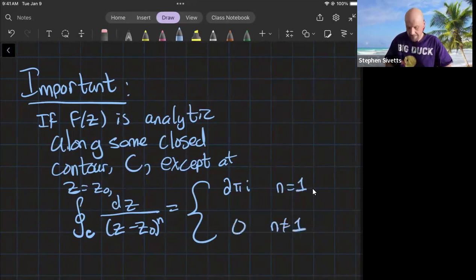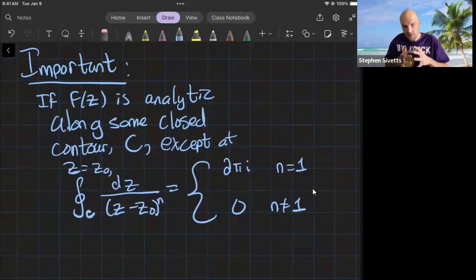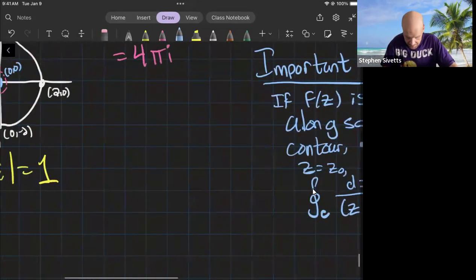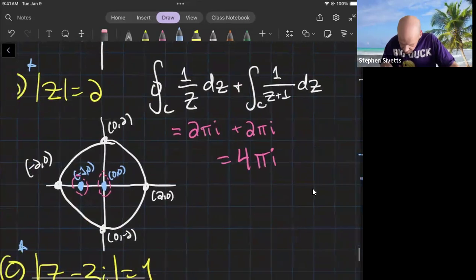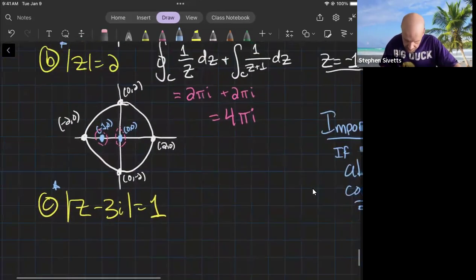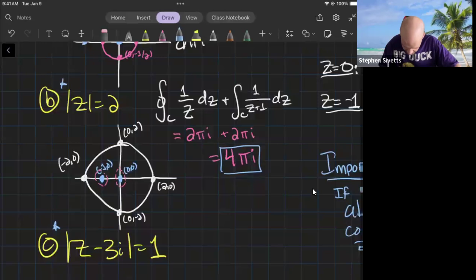This refers to the deformation of closed curves. We can deform any closed curve into a circle, parameterize it, and we'll have 0 if n does not equal 1. And if n equals 1, we'll have 2 pi I. So that's an important thing to mention here. So for part B, we'll have 4 pi I here.